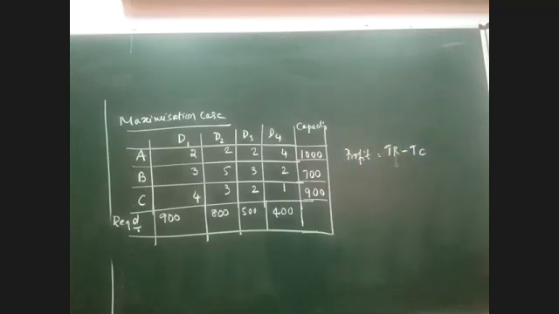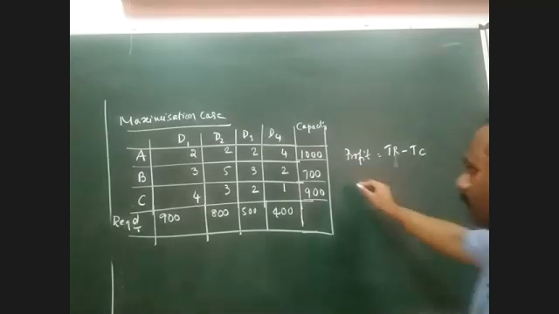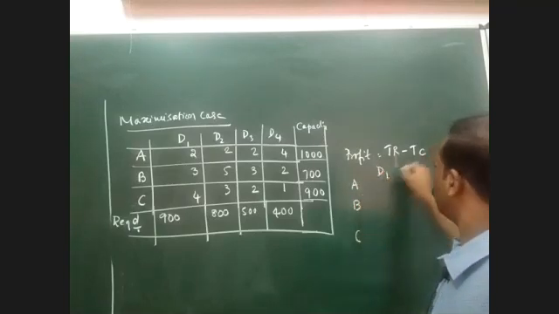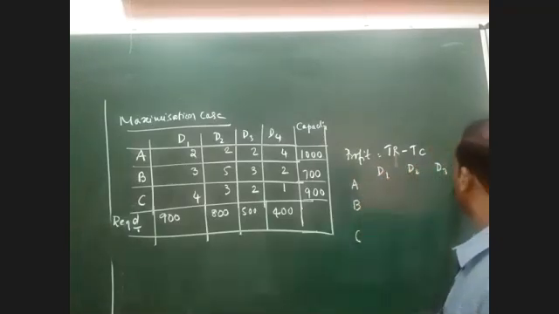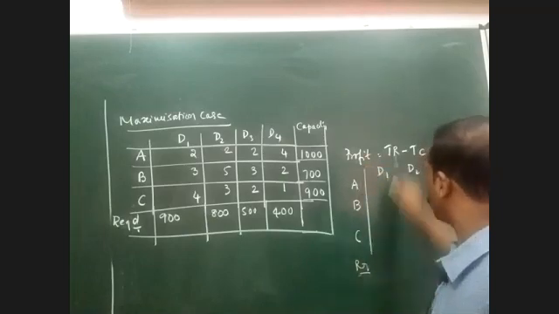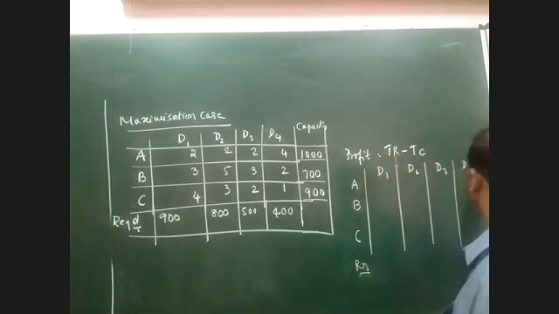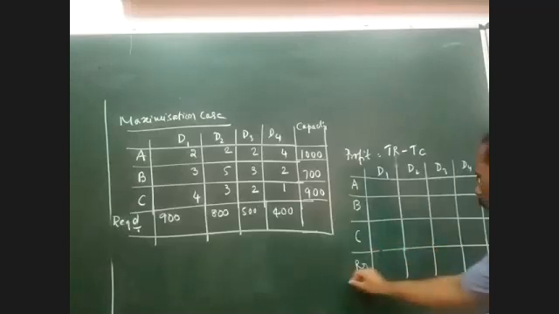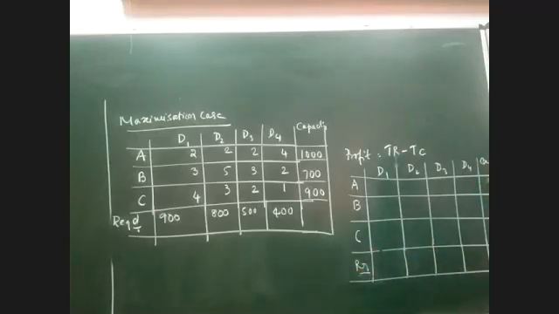So with this data, I am supposed to make a new table. So what is the new table here? I'm writing here A, B, and C. This is D1, D2, D3, and D4. This is capacity, and this is requirement. These values will not change. Always only the main matrix will change. The demand and capacity will never change. It will remain as it is. We are not supposed to make any changes to these values. Okay. Now let me write the new set of values.